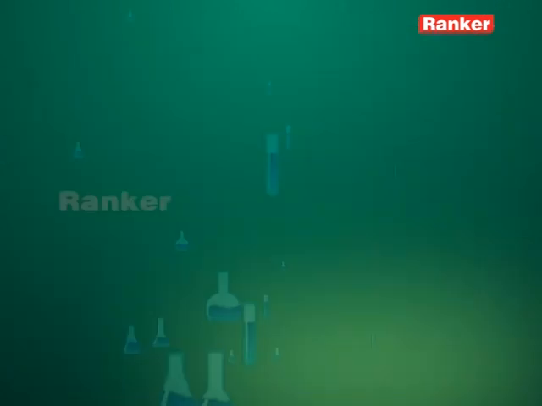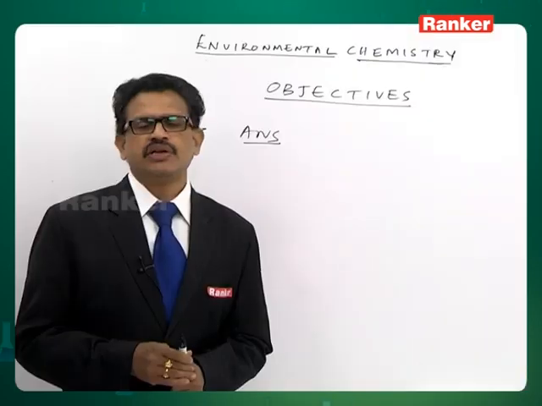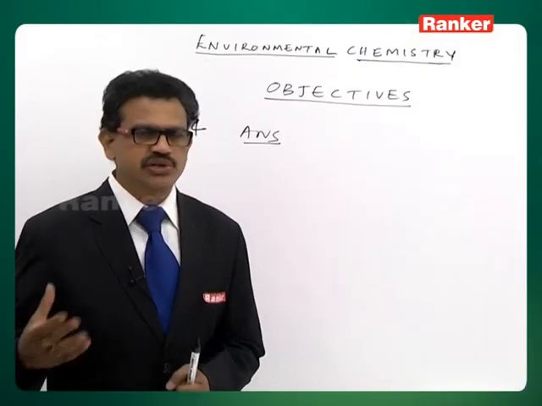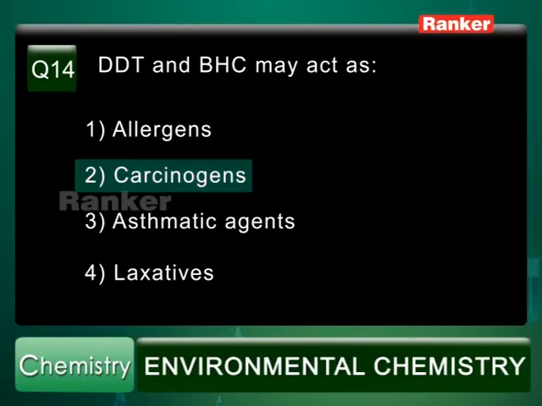Question number 14. DDT and BHC may act as. What is DDT? Dichloro diphenyl trichloroethane. What is BHC? Benzene hexachloride. It is a gammexane. It is called 666. It is called lindane. So they are acting as what? Option 1, allergens. Option 2, carcinogens. Option 3, asthmatic agents. Option 4, laxatives. They are causing cancer. So they are called carcinogens. So we can go for answer 2.